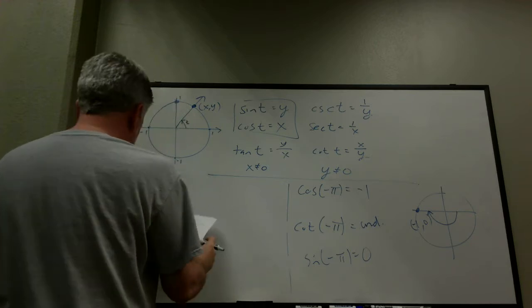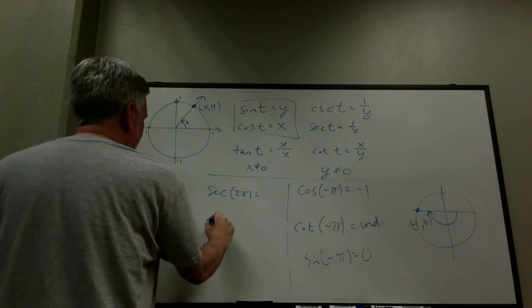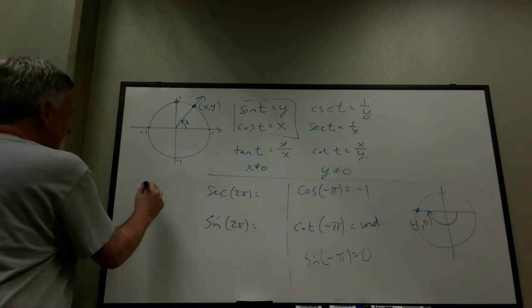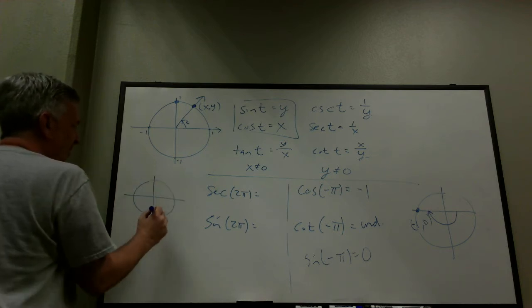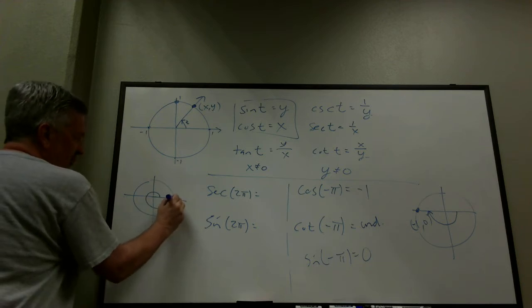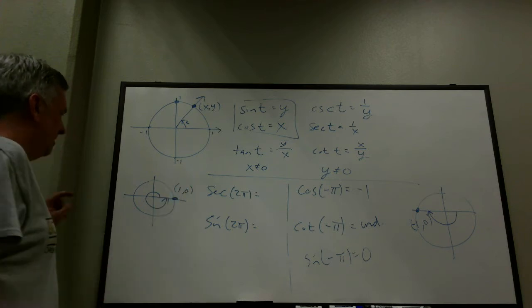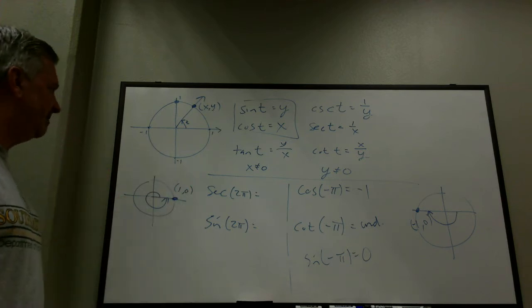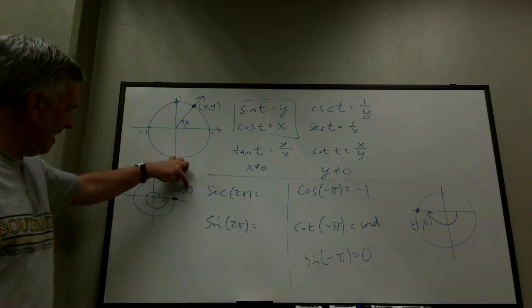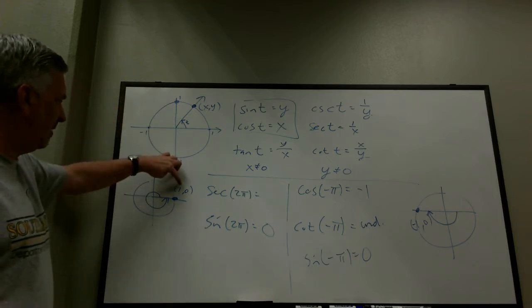Then the last two on this first page say find secant of 2 pi and find sine of 2 pi. So let's draw the angle 2 pi. Remember, 2 pi radians is all the way around, right? So there's the terminal side. What's the point that corresponds to that angle? Well, that's the point 1, 0, isn't it? Move over 1, you don't go up or down any. Now let's do the sine, because that's easy. Remember, it's cosine, sine, so sine of 2 pi is 0. Cosine is 1, right?